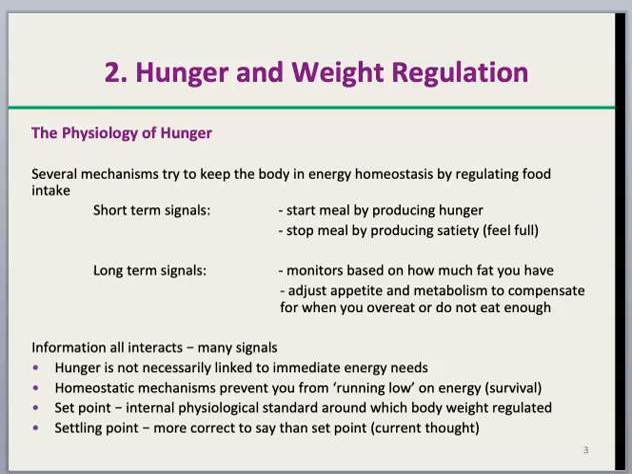Set point, which we just talked about, is the internal physiological standard around which the body weight is regulated. It's like a thermostat, right? But thermostats are for heat. So if your house is set at 20, when it gets really hot, it's going to cool off to get to 20. And if it gets really cold, then the furnace is going to turn on and try to get it back to 20. So set point is the point at which your body is set to be normal for your body. And then we mentioned that they're now thinking it's more of a settling point. So instead of being 20, it might be somewhere between 18 and 22. So more of a range.